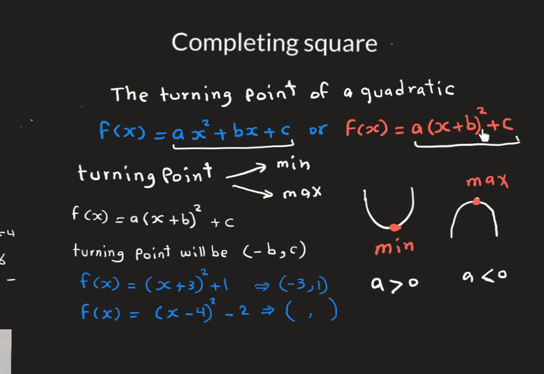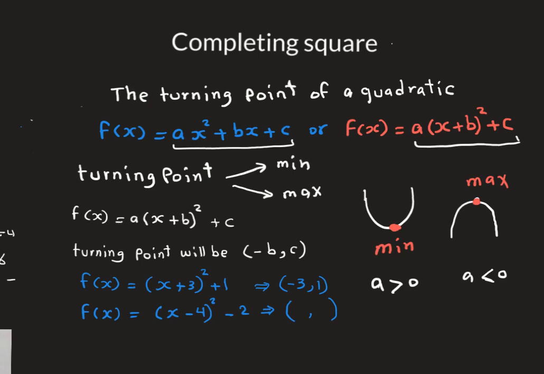From vertex form, we can find the turning point, not from standard form. So the vertex form is better for sketching and for finding the vertex or the turning point. If we have the quadratic function in vertex form, a(x plus b) all squared plus c, we can find the turning point from it.